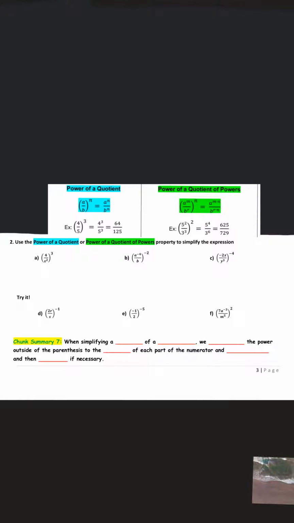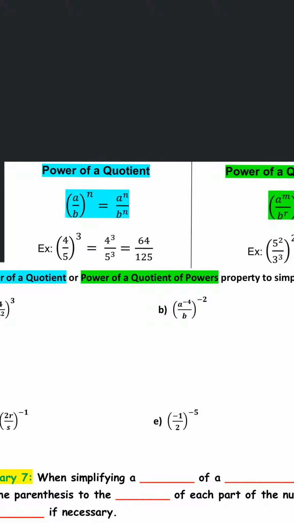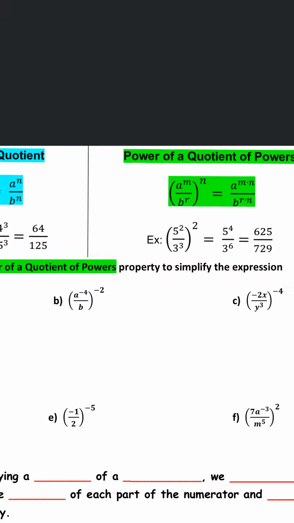Okay, so now we're going to talk about power of a quotient and power of a quotient of powers rule. So the power of a quotient means if you have something in parentheses, that the exponent goes to both the top and the bottom. So our example, 4 fifths to the third power would be 4 to the third power and 5 to the third power, and then they would simplify some more.